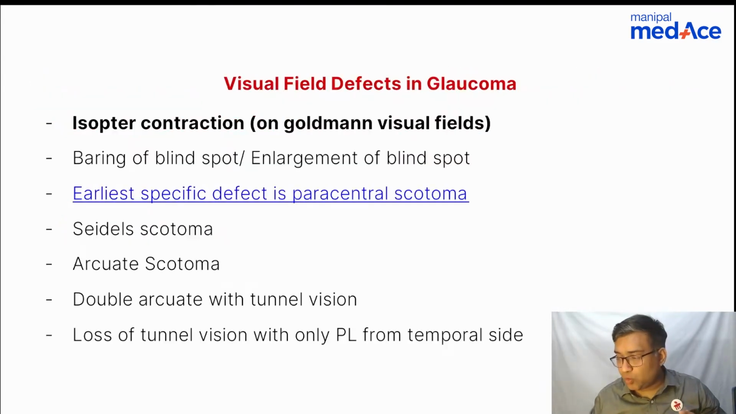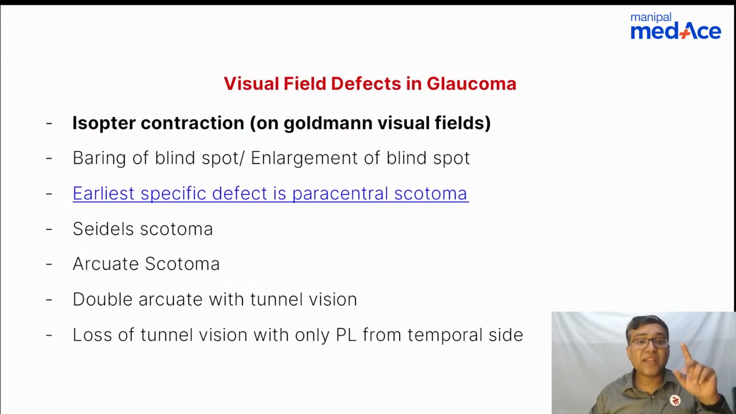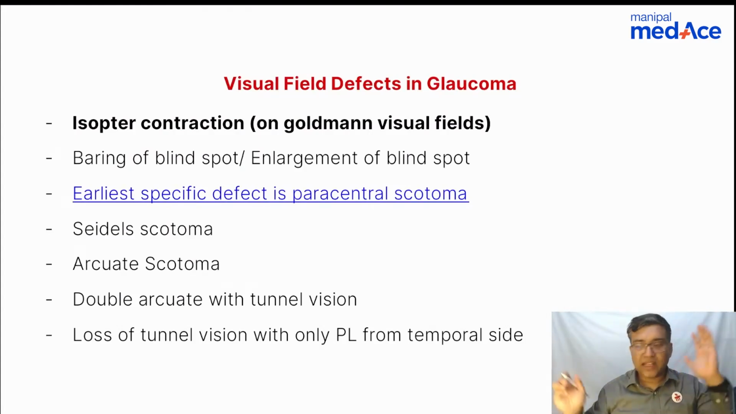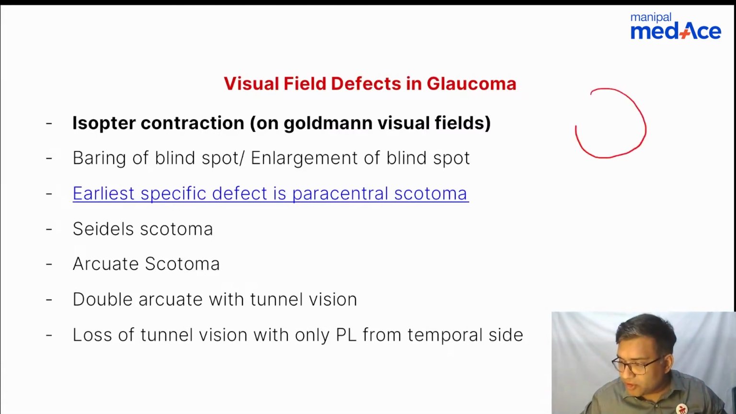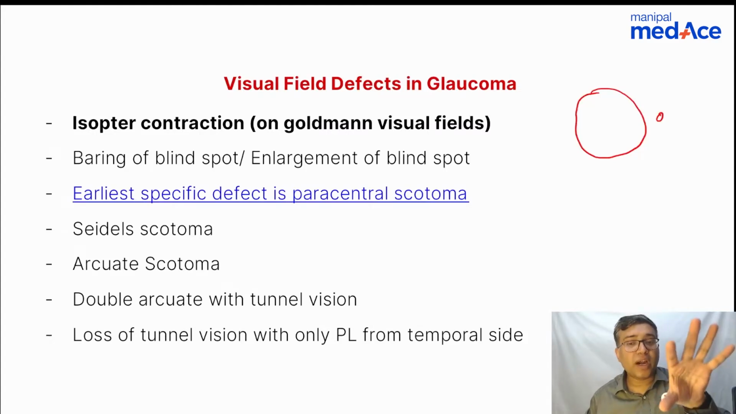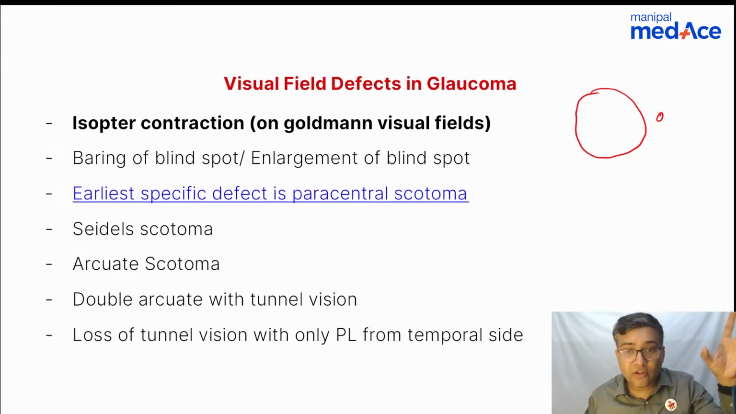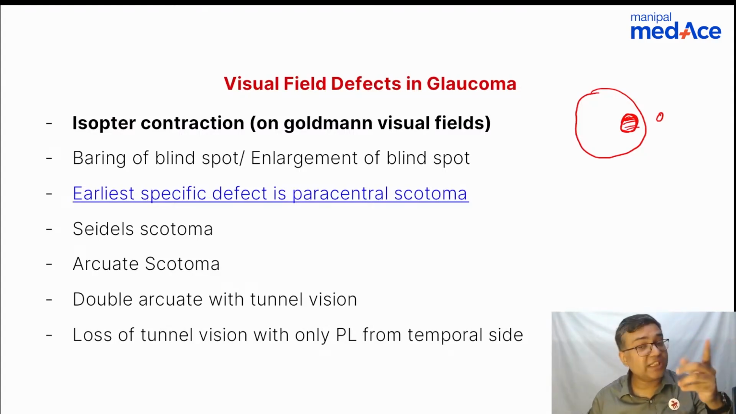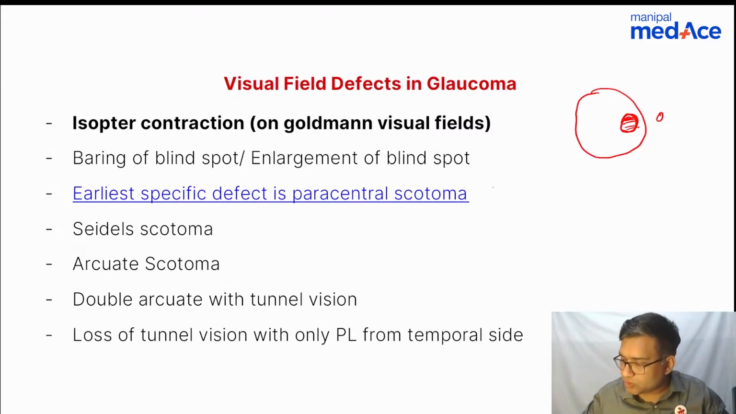So with this, I basically tell you the various visual field defects in glaucoma. If they ask about the first one, that is your field of vision decreases, that is called isopter contraction. The field of vision decreases to a level when your blind spot is not seen, then this is called a bearing of blind spot, or when you see an enlargement of blind spot, this is basically the second visual field defect. But remember, whenever you are having an isopter contraction or an enlargement of blind spot, it can also be because of some other conditions, which I will tell you in the next slide.